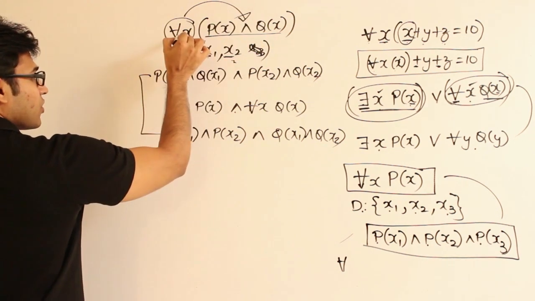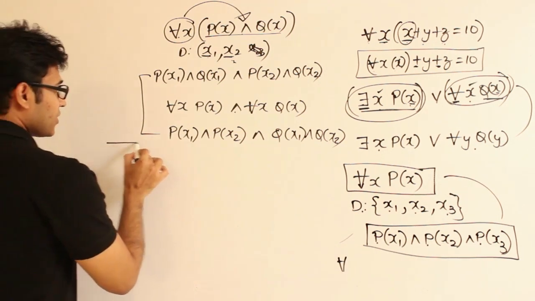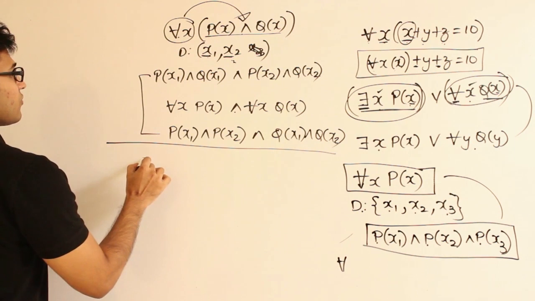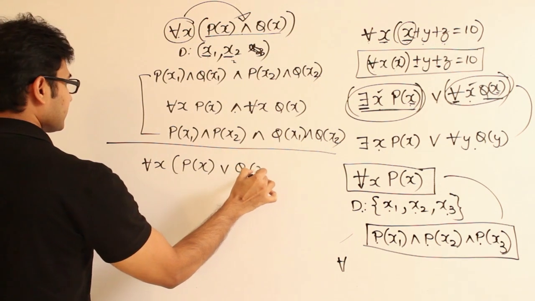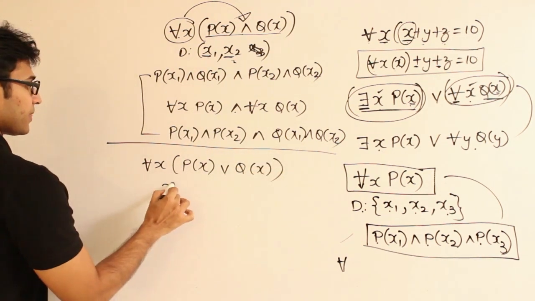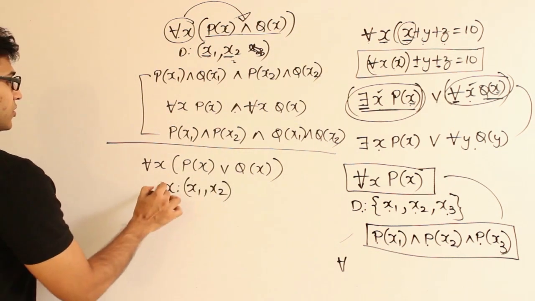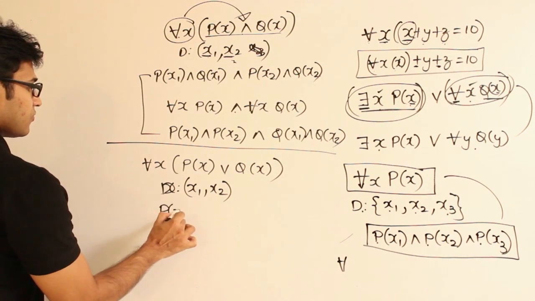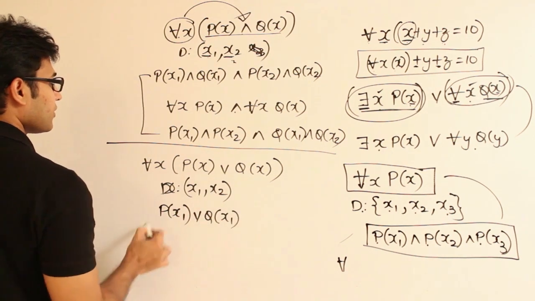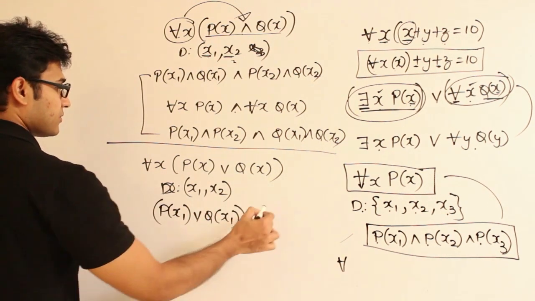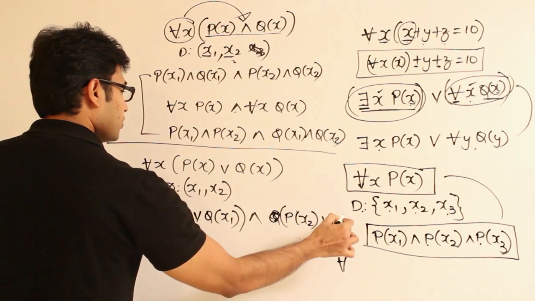Now if you try to distribute for all over disjunction, it will be false, isn't it? Why do you think that it will be false? See this, the meaning of for all x, p of x or q of x over the domain x1, x2 is going to be p of x1 or q of x1 and, right, p of x2 or q of x2.